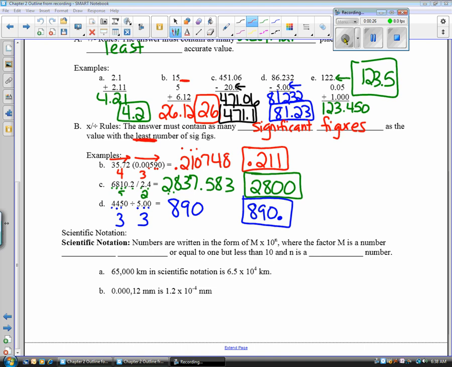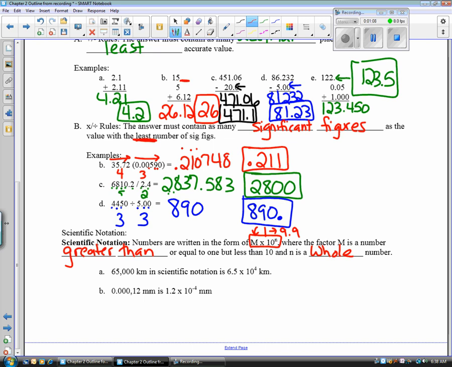So first, we have to define scientific notation. Numbers are written in the form of m times 10 to the n, where the factor m is a number greater than or equal to 1, but less than 10, and n is a whole number. So this m here is basically anywhere from 1 to 9, okay? Well, I guess 9.9999999. And n is not going to be a decimal at all. It's not going to be a fraction. It's going to be a whole number. It can be positive or negative, though, but it's going to be a whole number.